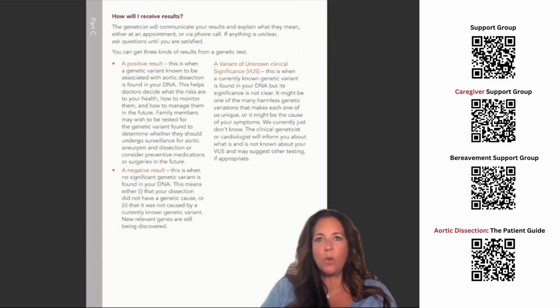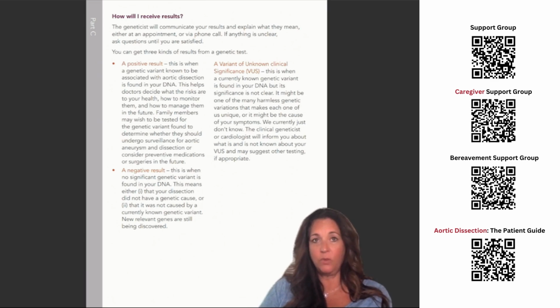How will I receive results? The geneticist will communicate your results and explain what they mean, either at an appointment or via phone call. If anything is unclear, ask questions until you are satisfied. You can get three kinds of results from a genetic test.